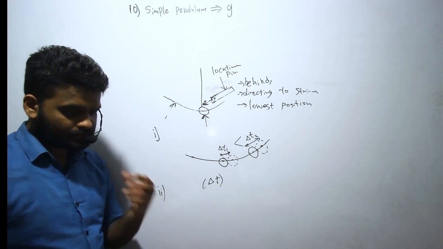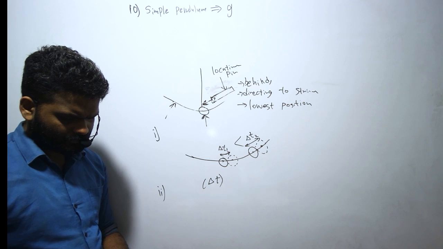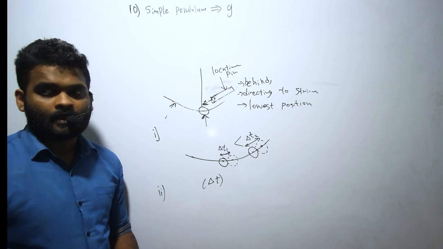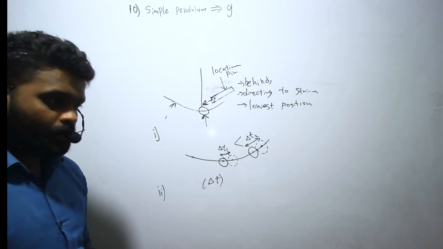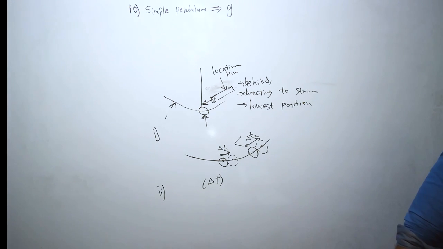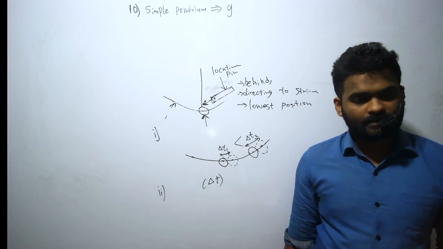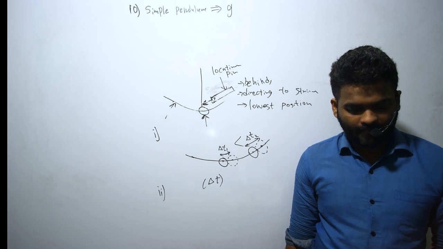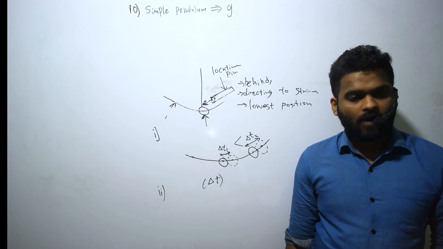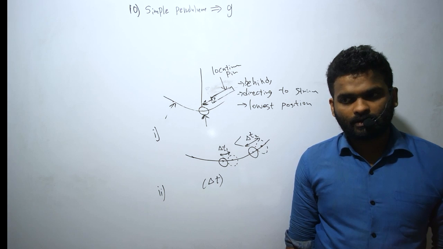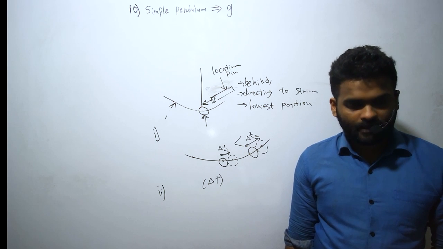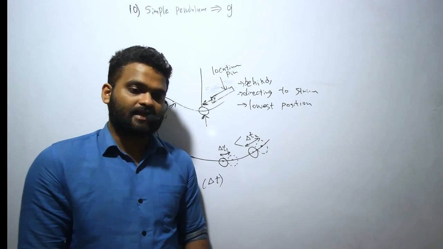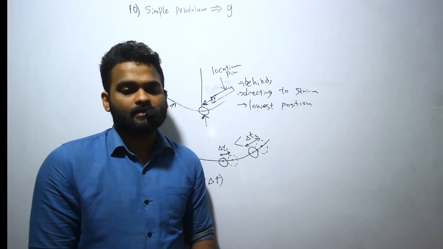Second one, right? Write down: since the amplitude of the oscillations decreases, the bob would not pass the locating pin.